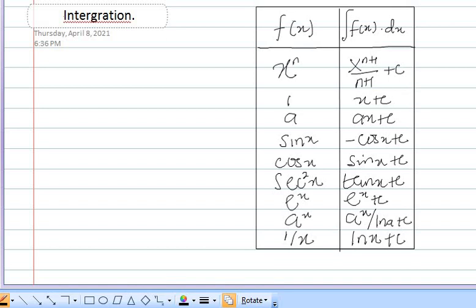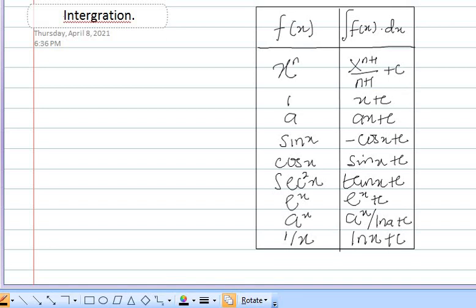In today's video, we are going to look at integration from the basics level. Basically, integration is a reverse process of differentiation. When we differentiate, we start with an expression and proceed to find its derivative. When we integrate, we start with the derivative and then find the expression from which it has been derived.